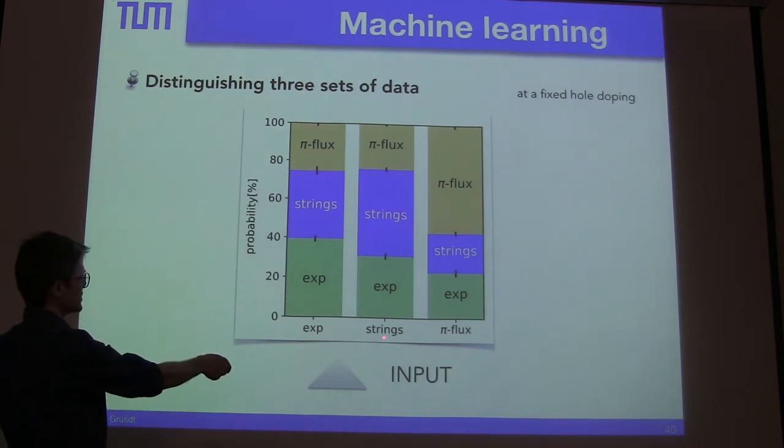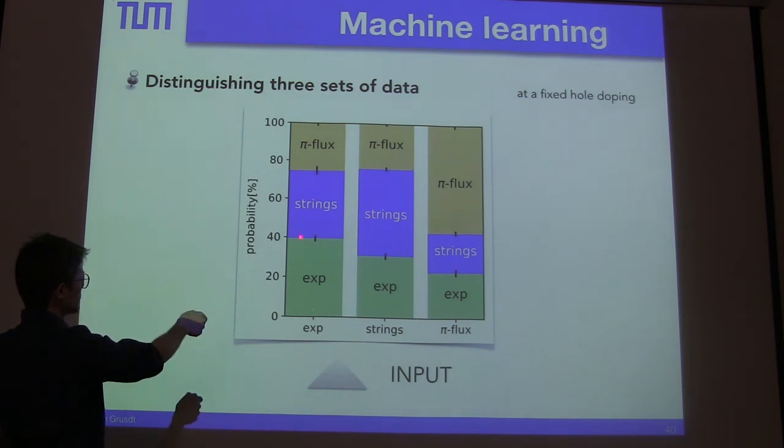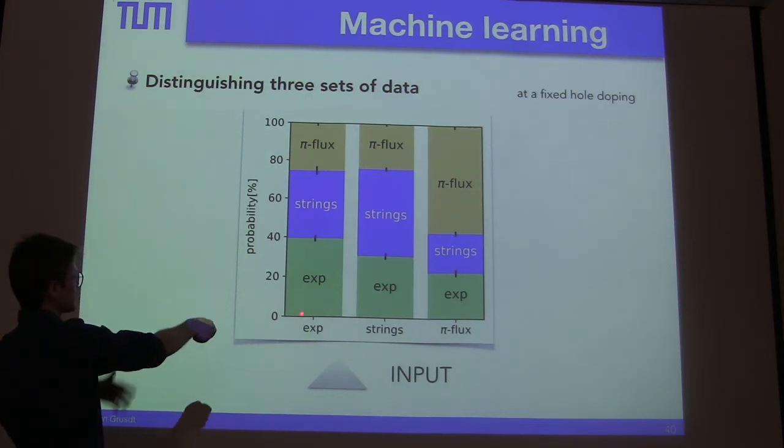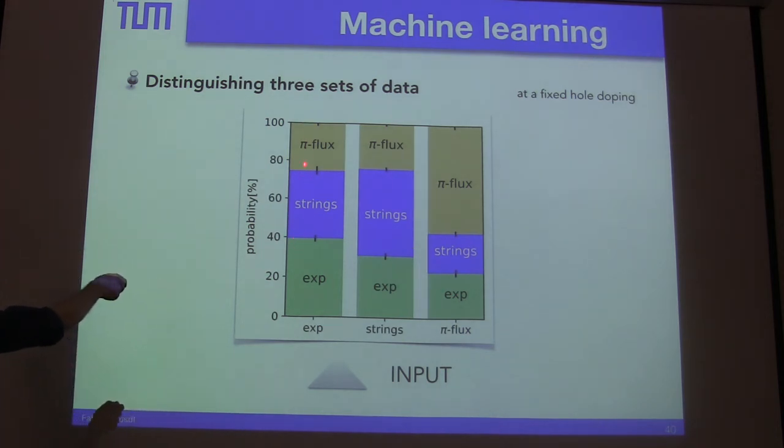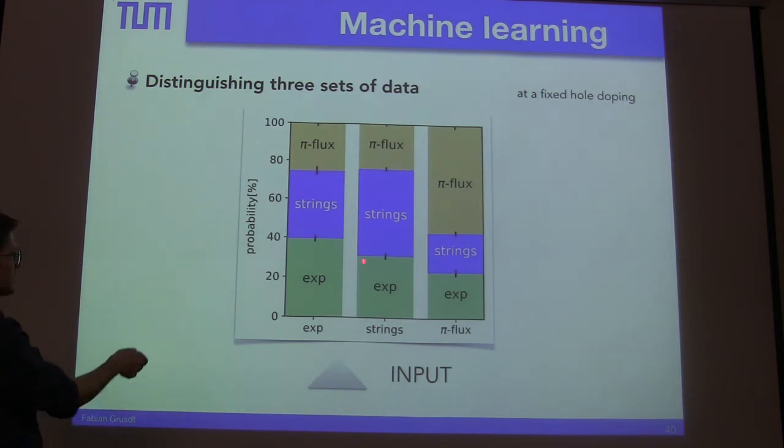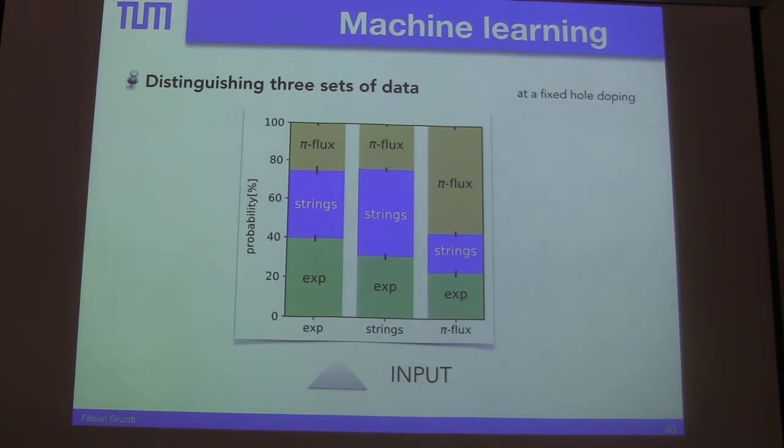And if we take the experimental strings, so the experiment goes for some 40% into the experiment group as a result, so that's the outcome. Some other, more or less maybe 35%, to strings, and some 25% to pi flux. And if you look at the strings, it goes sometimes to experiment, sometimes to strings, and sometimes to pi flux. And if we look at the pi flux, in more than 50% of the cases, it actually goes to pi flux. And if you just look at this like this, you would say, in fact, the machine has some difficulty distinguishing the strings from the experiment because these two look fairly similar, whereas it has an easier time distinguishing the pi flux from strings and experiment.